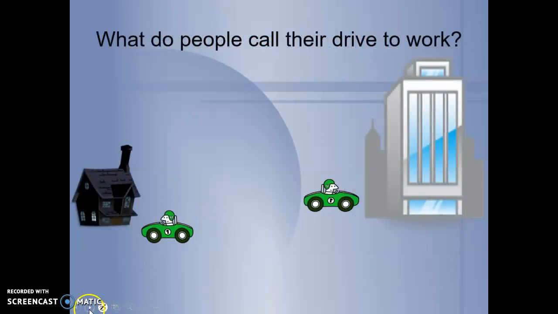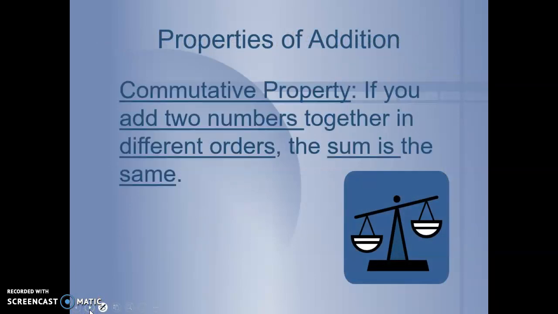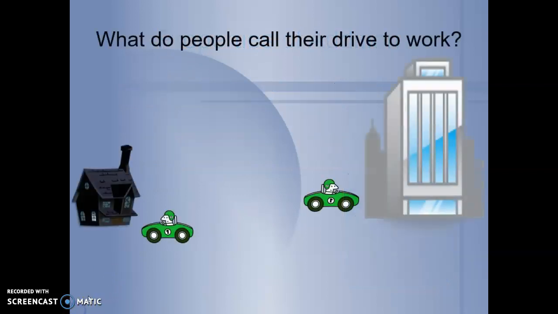Let's see if that gives us a hint. In our properties of addition, they call it a commute, or their commute. The commutative property is if you add two numbers together in different orders, the sum is the same. So going back to this picture and our commute, our drive to work and our drive home is going to be the same, no matter which order we add them in.